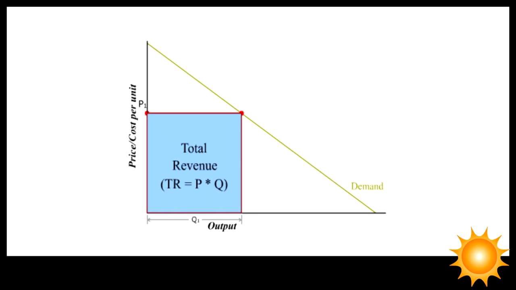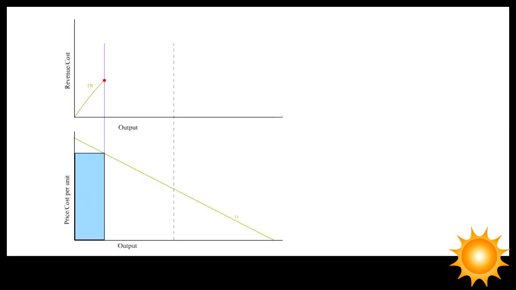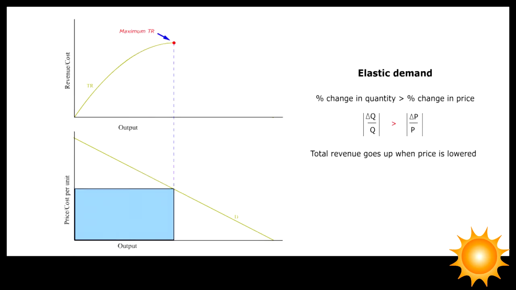Let's plot the total revenue curve, TR. The vertical distance in the upper panel simply maps the blue area below. When demand is price elastic, that is, when the percentage change in quantity demanded is larger than the percentage change in price, lowering price will generate larger total revenue.